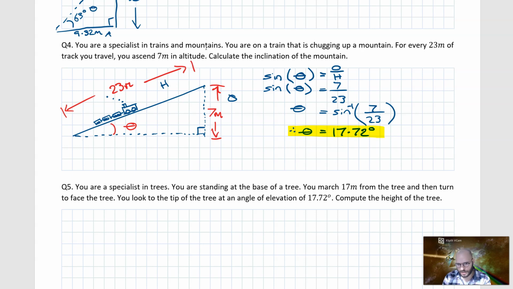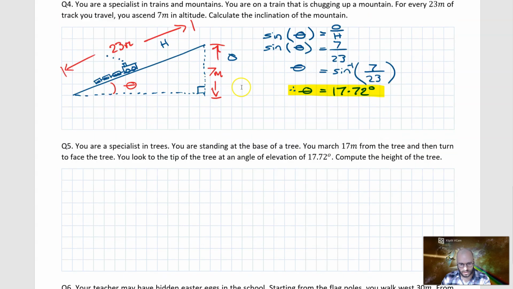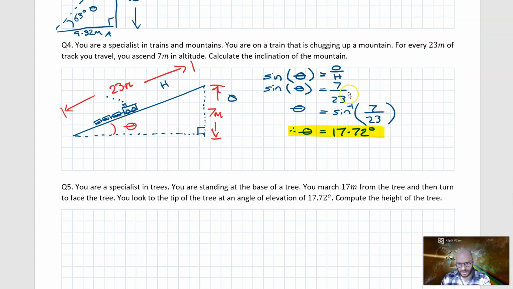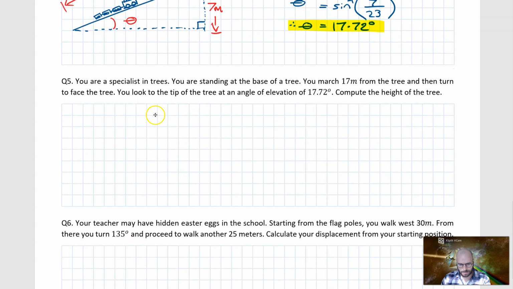So once again, the way in which we solve these problems is we first draw a diagram, and then we derive the mathematical model from the diagram itself. So the math itself isn't that hard, it's just deriving it.